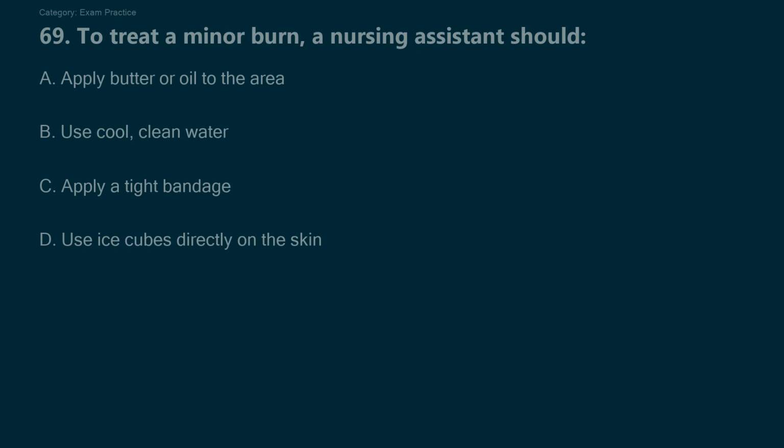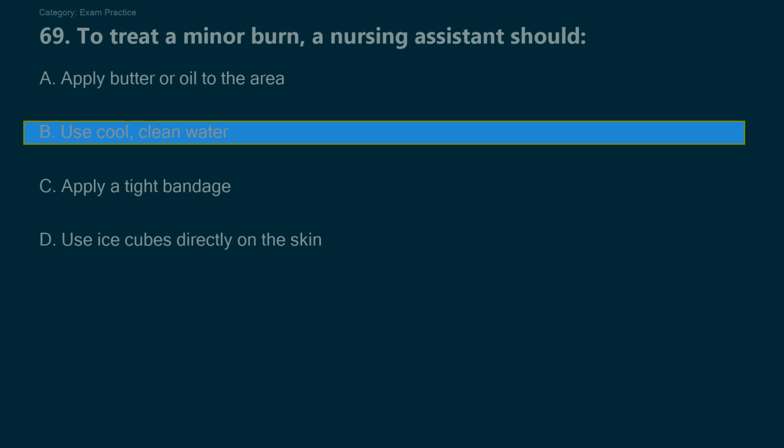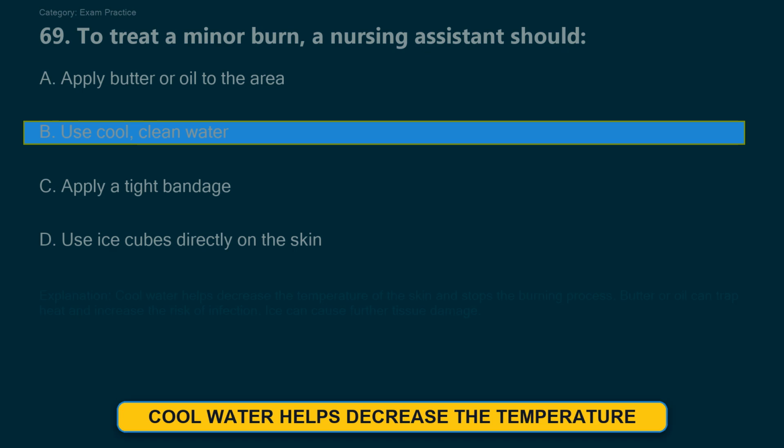Question 69. To treat a minor burn, a nursing assistant should, option A, apply butter or oil to the area. Option B, use cool, clean water. Option C, apply a tight bandage. Option D, use ice cubes directly on the skin. The correct answer is option B, use cool, clean water.